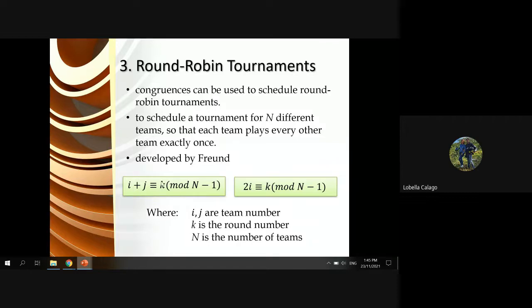Okay, so this one is getting who will be, for example, si team i, sino yung kalaban niya? So this will create kung sino magiging kalaban mo. Ito yung formula. The other one, yung sa right side, 2i congruent to k mod n minus 1, is a formula where we can find what round will a certain team na magiging bye siya. Okay? So, titingnan natin yan.